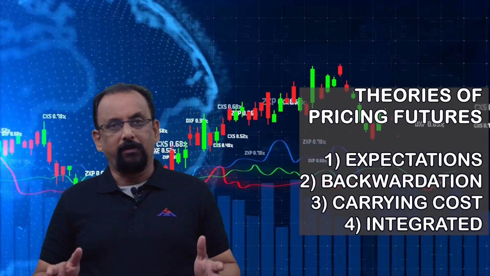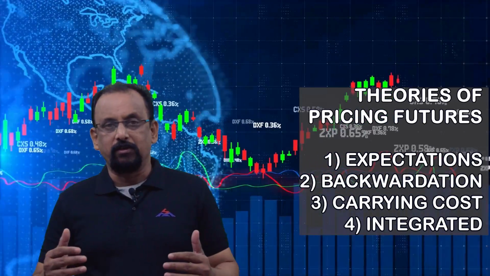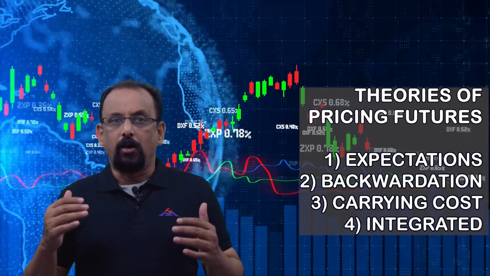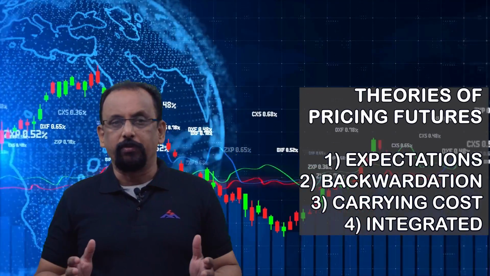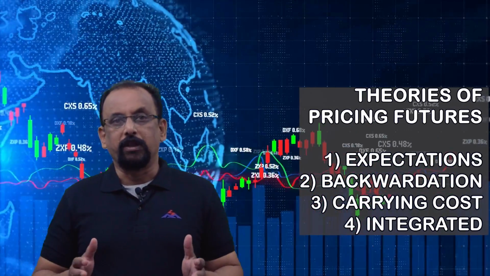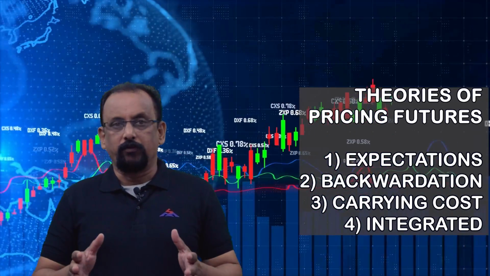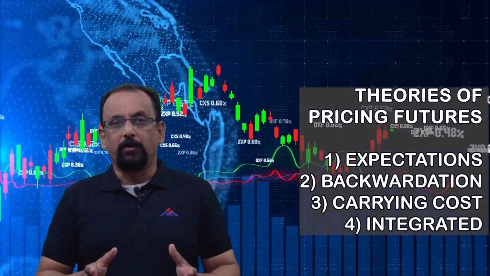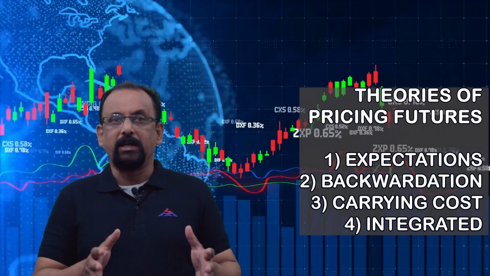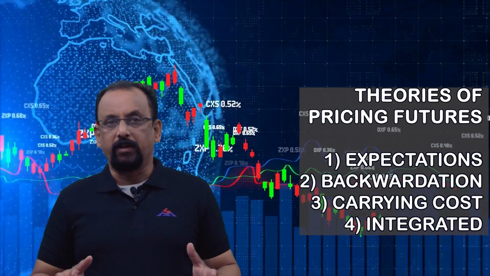Number two, the backwardation theory which states that the producers would like to hedge their risk of non-availability of market or of the price fall, and therefore they may be willing to accept a slightly lower price in future as compared to the expected spot price in future. Number three, the cost of carry approach or theory, which we are going to discuss in detail in this video. And number four, an integrated approach which combines all these three previous theories. So let's dwell into the detail of cost of carry approach or theory.